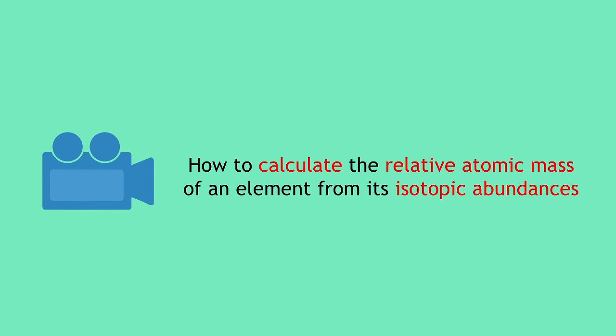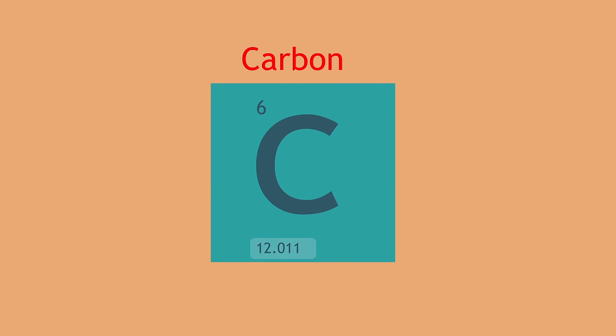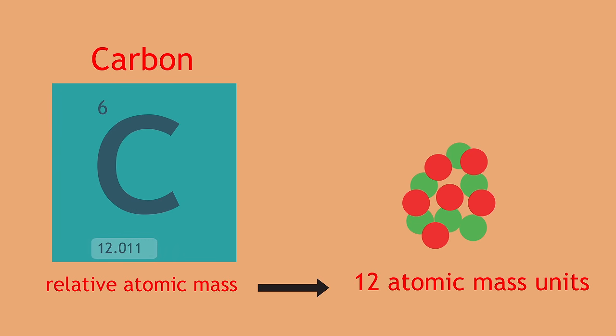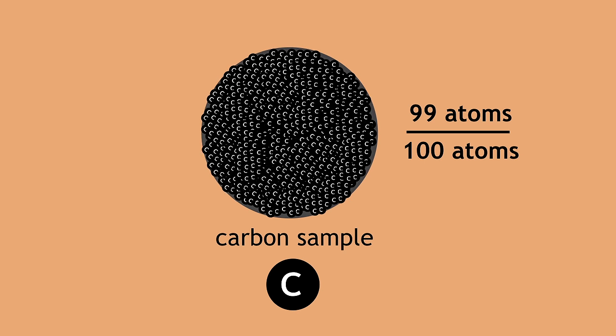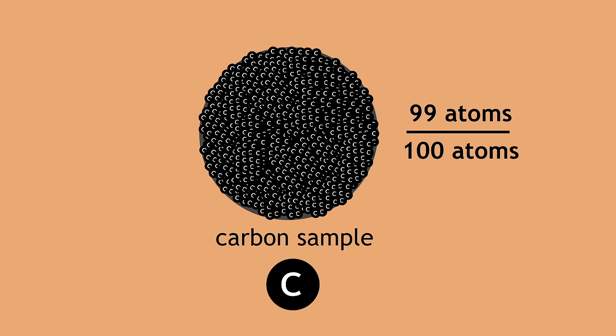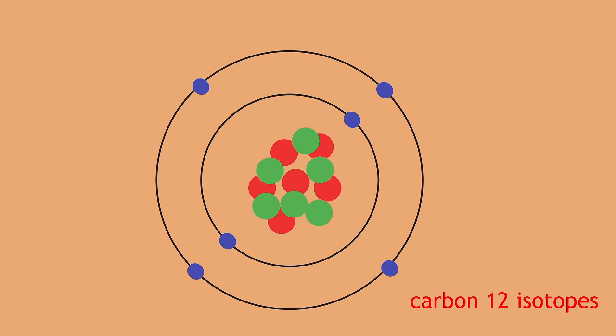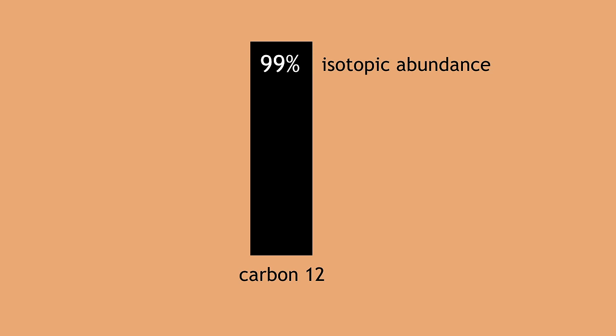In this video, we are going to learn how to calculate the relative atomic mass of an element from its isotopic abundances. If we consider carbon, its relative atomic mass is very close to 12 atomic mass units. This is because, in nature, 99 atoms out of 100 atoms of a carbon sample are carbon-12 isotopes. Another way of saying this is that carbon-12 has a 99% isotopic abundance.